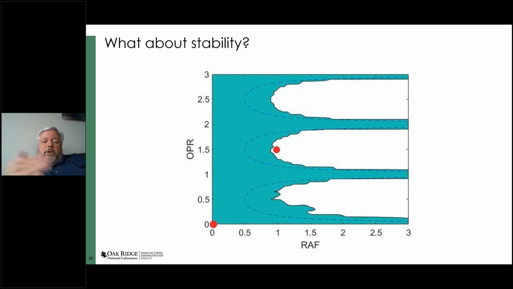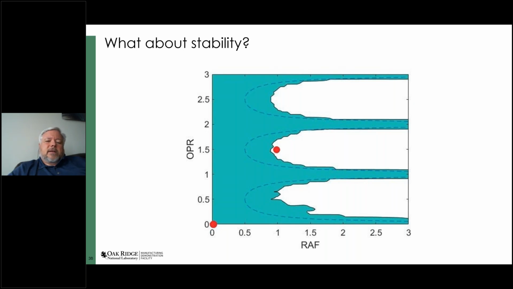So whether or not there's chatter in a turning operation depends on the width of the chip. It doesn't really depend on the feed per revolution. It depends on the width of the chip. So in this case, I chose cutting conditions that were going to chatter in a normal turning operation. And I asked what would happen if I superimpose this oscillation.